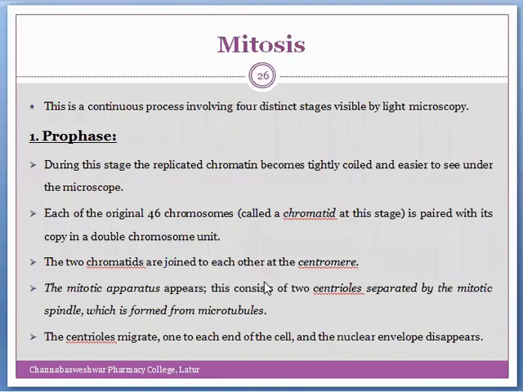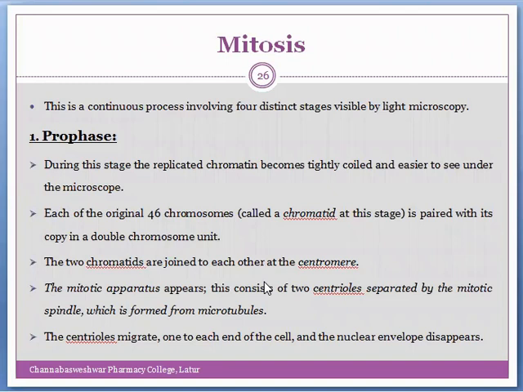And after that, the mitotic spindle separates the two centrioles, and the mitotic spindle is formed by microtubules. Microtubules are nothing but the tiny protein fibers present in our cell, as we have discussed in the cytoskeleton. After that, in the prophase, the centriole migrates one to each end of the cell and the nuclear envelope disappears.